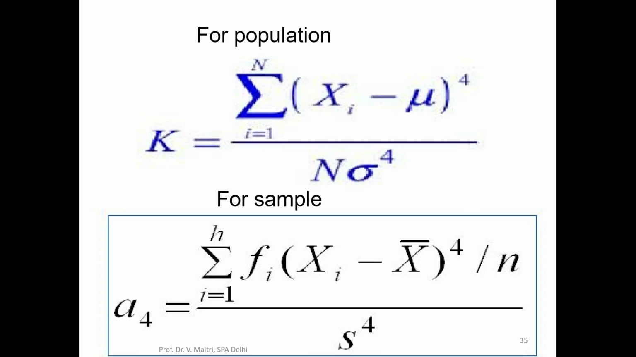For the population, the formula is the sum of xi minus mu raised to the power of 4, with i going from 1 to n, divided by n times sigma to the power 4. And for the sample, it is the sum of xi minus x bar raised to the power 4, divided by n times s raised to the power of 4. So the population and the sample have different formulas.